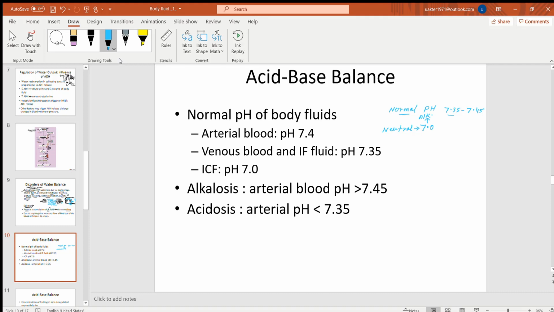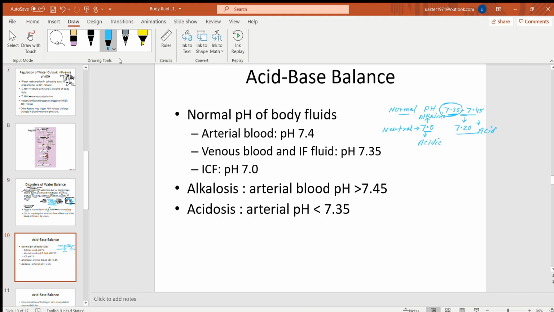Below 7 is acidic. So now you know that since blood is slightly above 7, that means blood is slightly alkaline. And if the pH of your blood goes below 7.35, which is the lower boundary, that means your body is acidic. For example, if the pH of blood goes to 7.20, your body is becoming acidic. That is called acidosis.